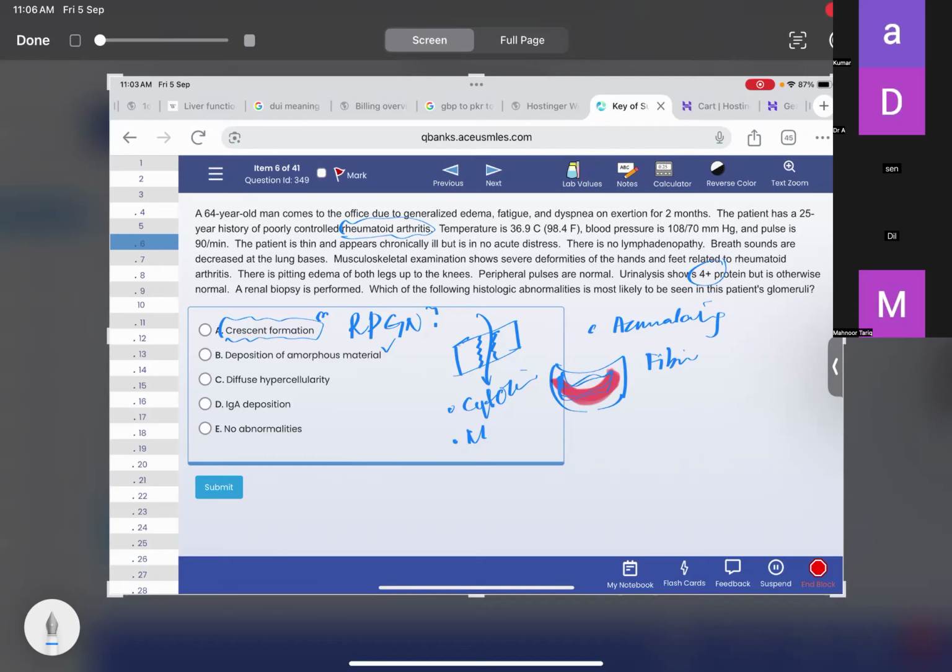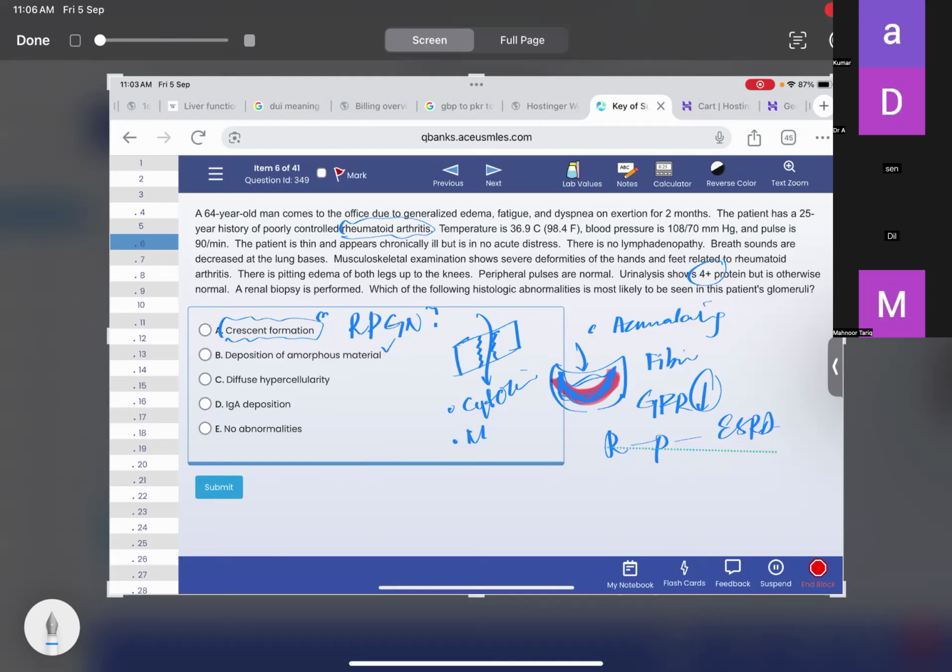How will you remember the crescent relates to rapidly progressive disease? When the crescent is formed, the GFR gets very much decreased. Why is it decreased? Because the crescent does not let any filtrate go through. So this point is for memorization: when a crescent is formed, GFR is severely decreased, and we will rapidly progress to end stage renal disease. Got this? Yes, sir.